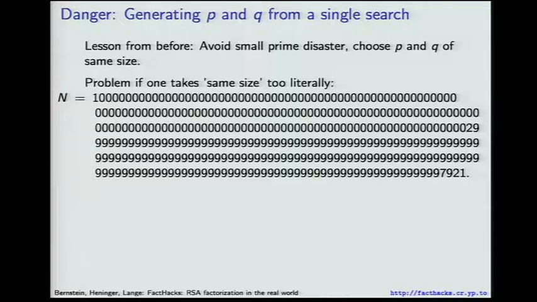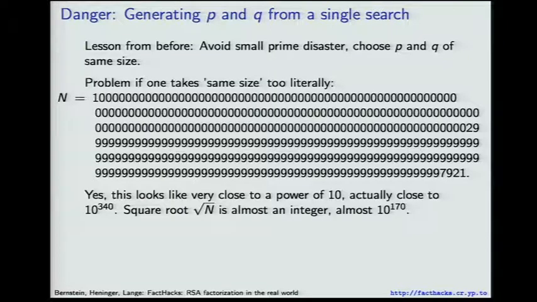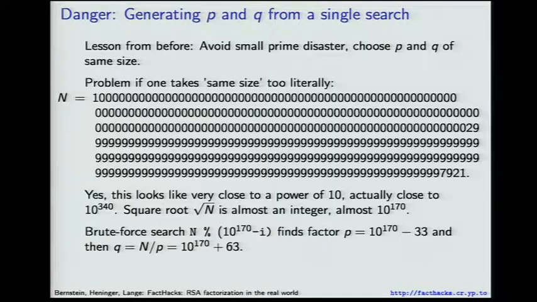But it's a decimal representation, so 9 is the digit before 0. So this looks very close to a power of 10. Actually, this is very close to 10 to the 340. And if you take the square root of it, then you almost exactly hit 10 to the 170. So this example was cooked up by taking two primes, namely 10 to the 170 minus 33 and 10 to the 170 plus 63, and multiplying them.